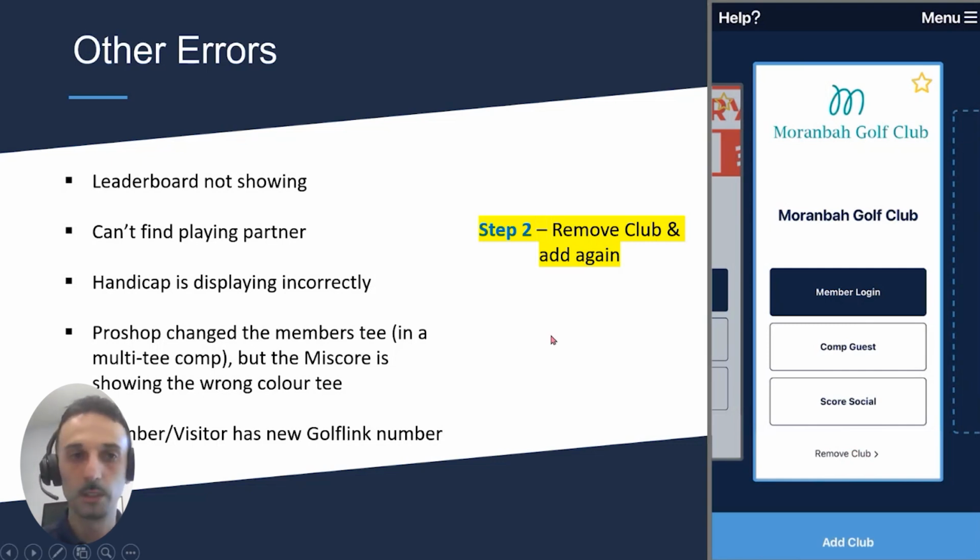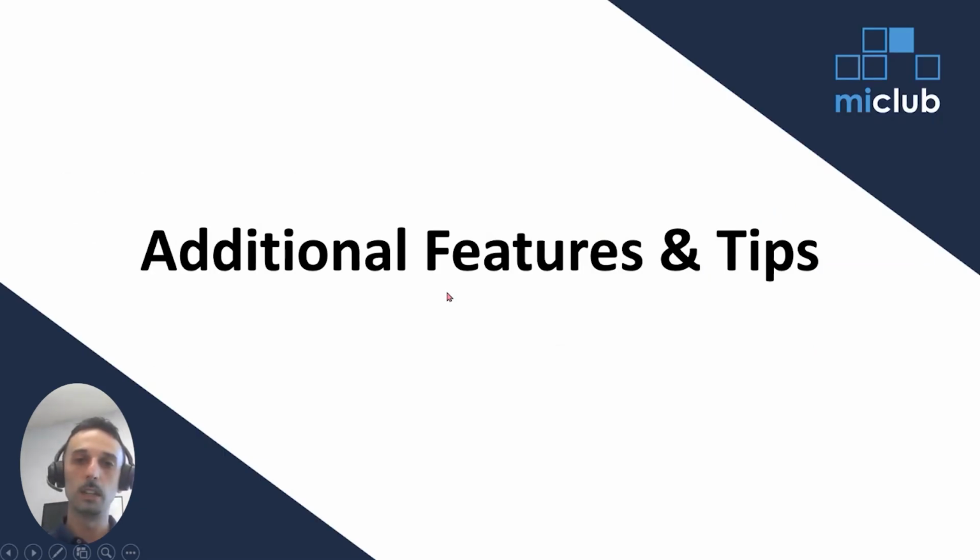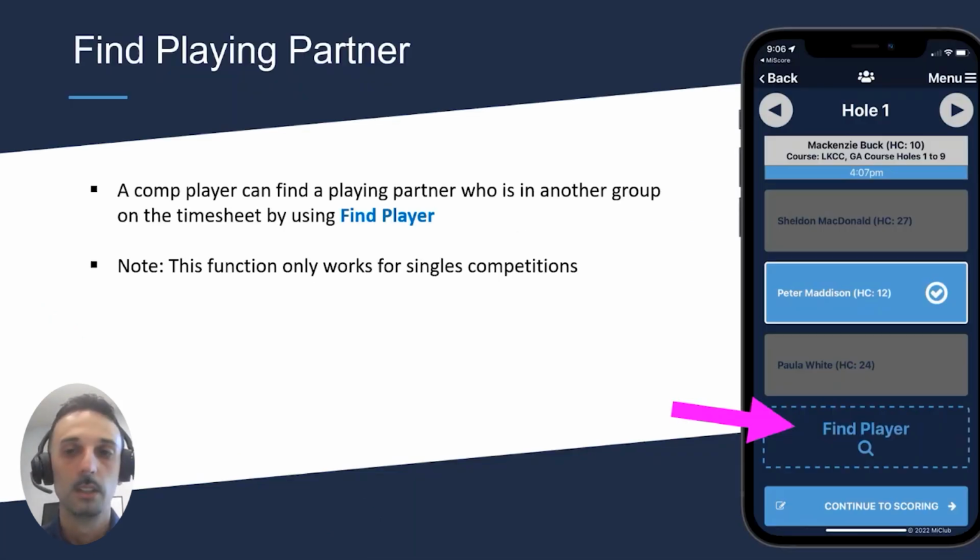Cool. So that pretty much covers errors and troubleshooting. And now we're going to look at some hidden features and tips of the app that you may not be aware of. So the first one is find playing partner.